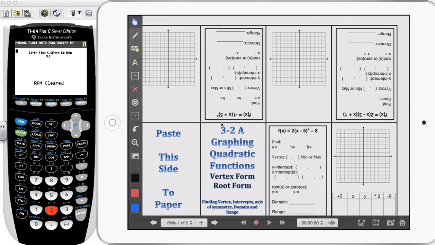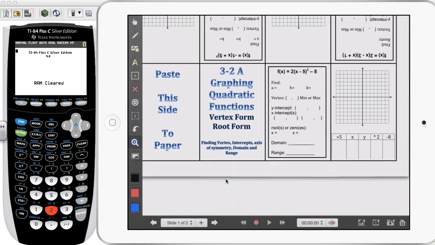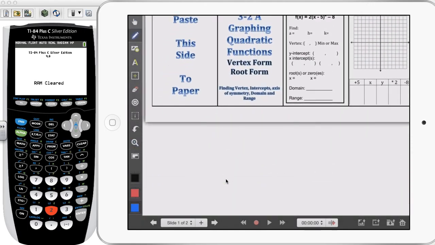Today we'll be working on lesson 3.2, graphing quadratic functions, and today we're going to be working on the two forms of the quadratic functions, which are the vertex form and the root form. So together let's discuss what is the vertex form, or the general equation of the vertex form.